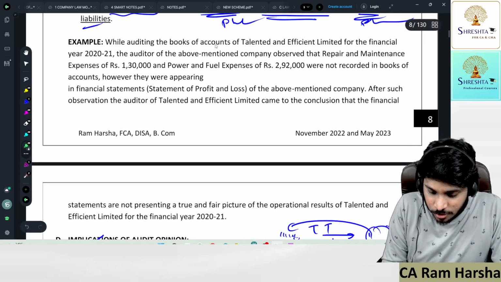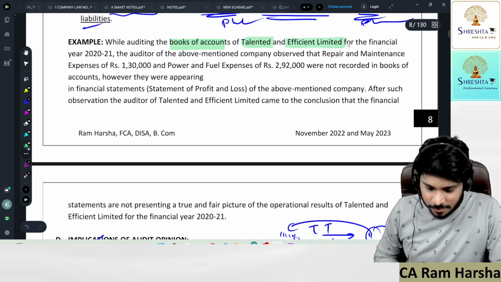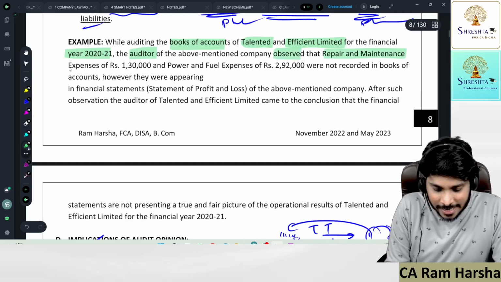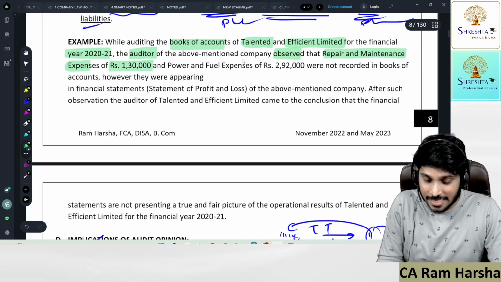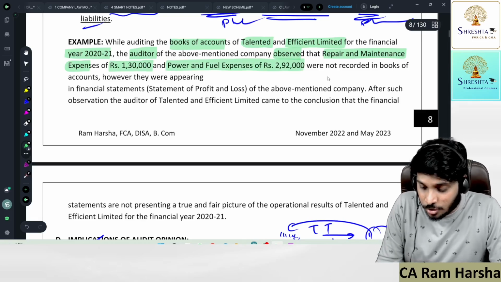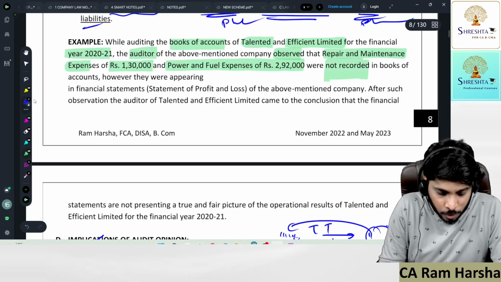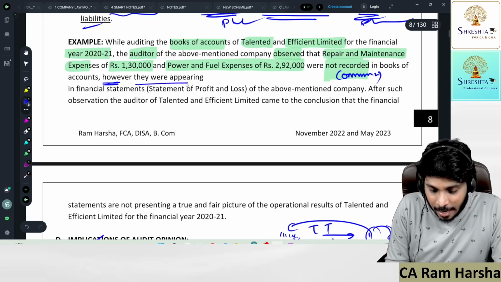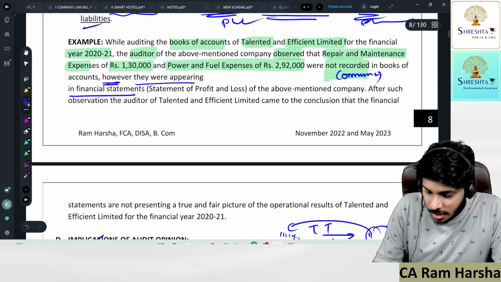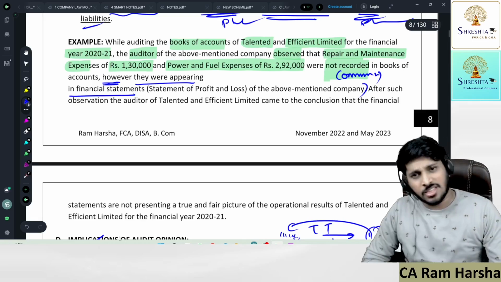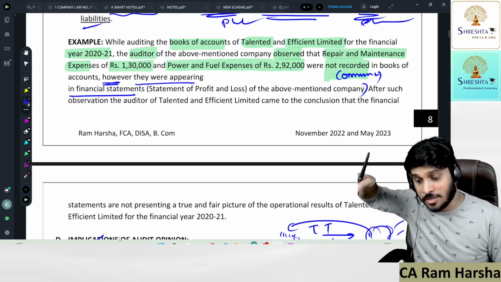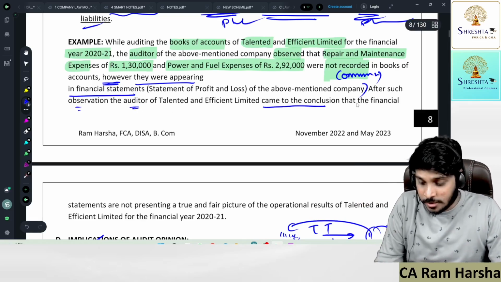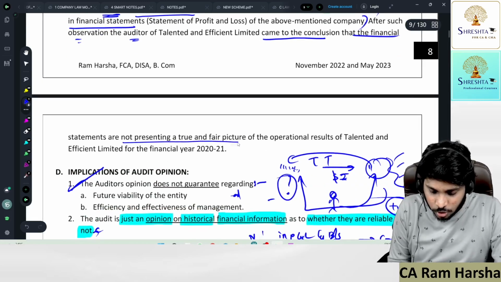While auditing books of accounts of Talented Efficient Limited for the year 2021, the auditor observed that repairs and maintenance expenses of 1,30,000 rupees and fuel expenses of 2,92,000 were not recorded. Not recorded means what? Omission. However, they were appearing in the financial statements in the above company. They were not recorded in books, but they were recorded in financial statements. After the observation, the auditor came to the conclusion that financial statements are not presenting a true and fair view.